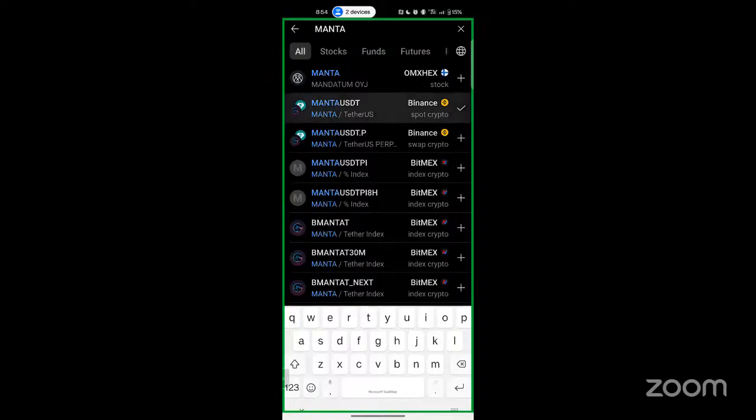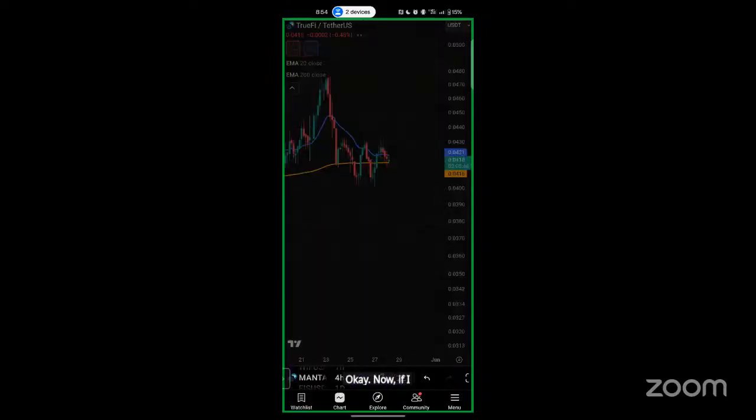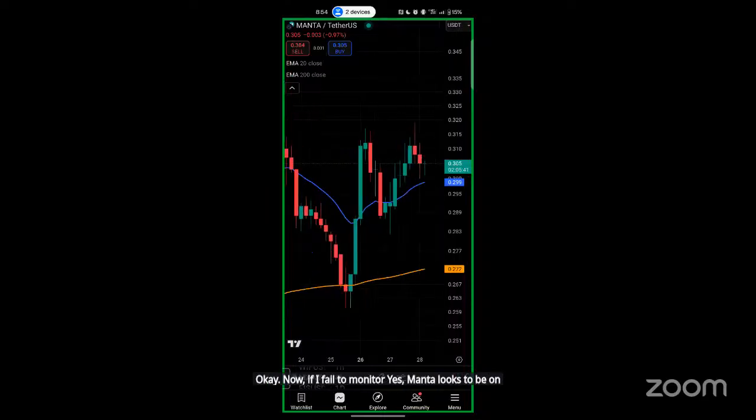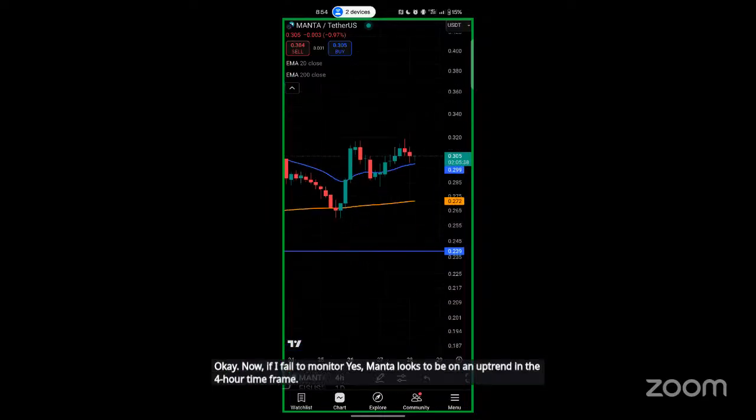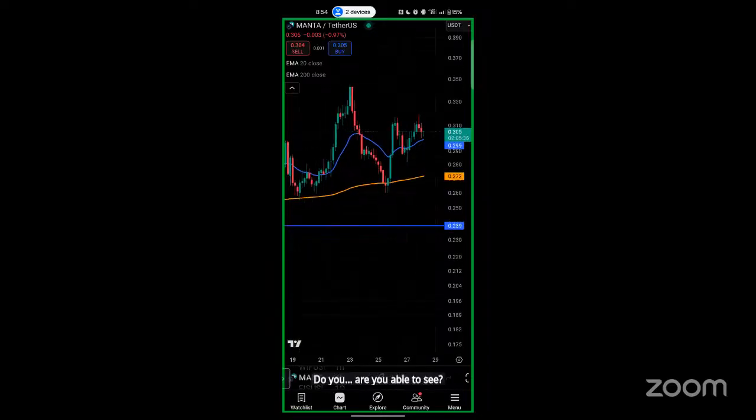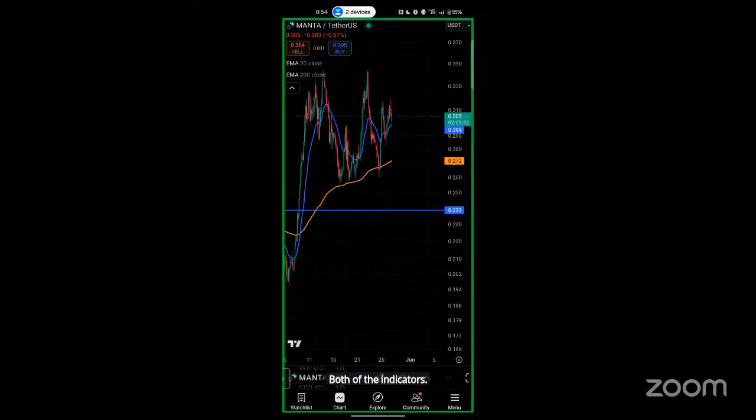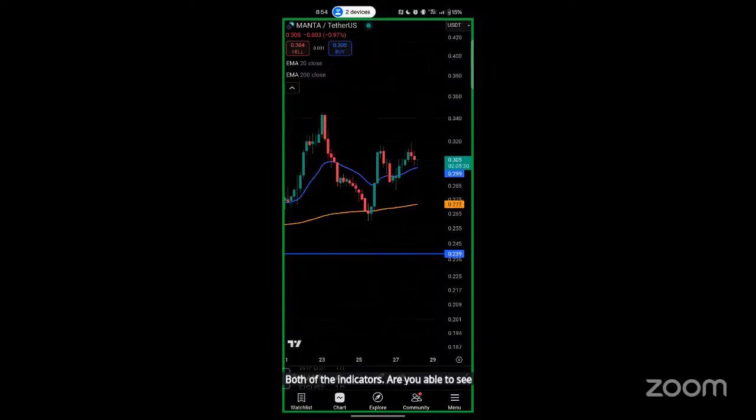Okay. Now, if I pick Manta, yes, Manta looks to be on an uptrend in the 4-hour time frame. Are you able to see? The candles are forming above both of the indicators. Are you able to see? Manta looks to be on an uptrend.